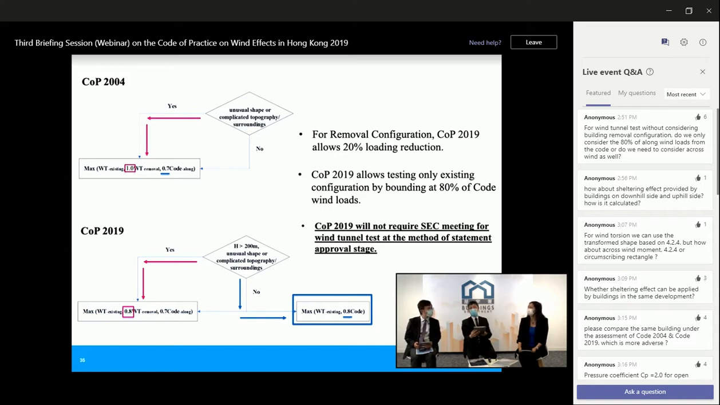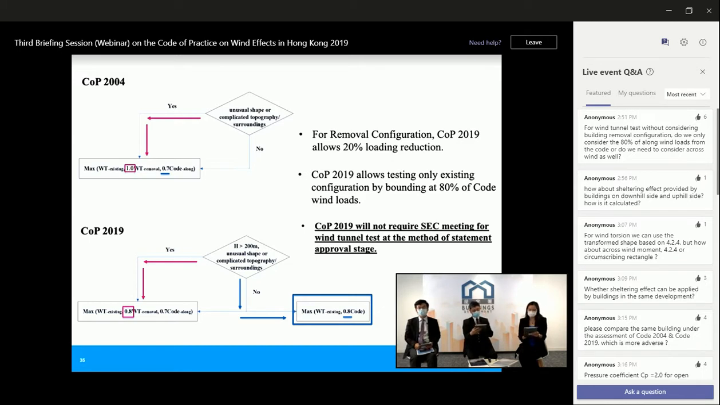So if we do the removal configuration, because in the wind tunnel we have a very comprehensive configuration, that means for both configurations, if we need to use the lower cutoff value, a crosswind may not control. So that's why we cut off at along-wind. But for testing only the existing configuration, there may be a chance that for the removal configuration, the crosswind may govern. So if that is not tested, then we need to use the code to do a cutoff.